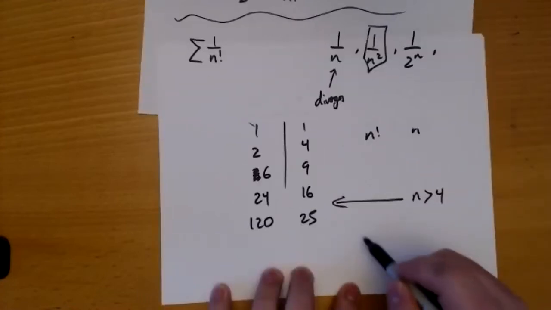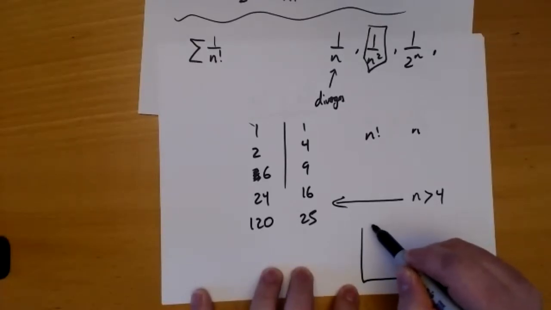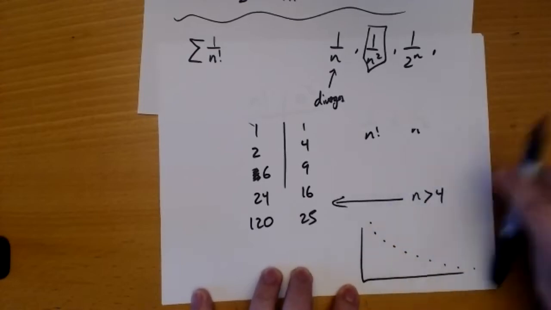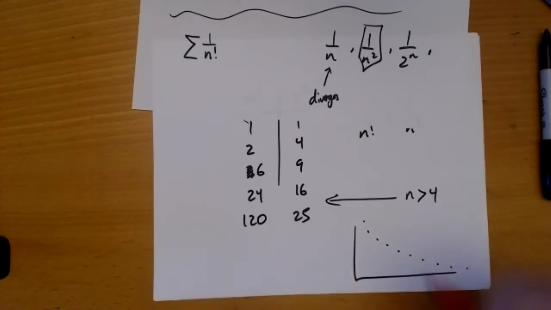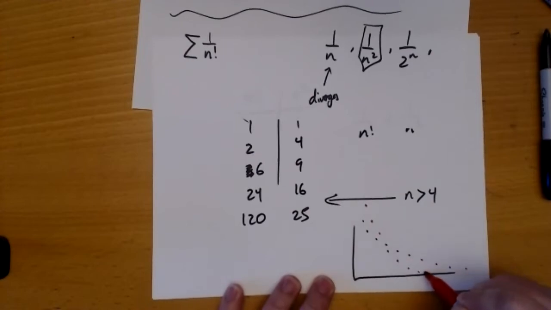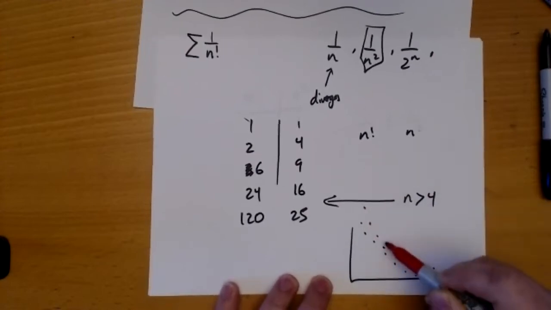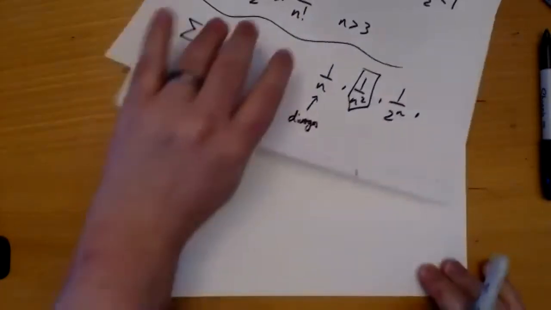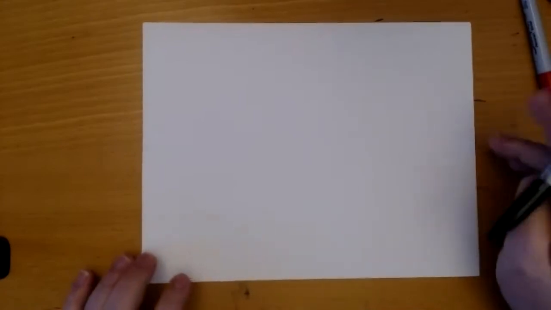If you were to look at their graphs, for example, you'll have n squared and you'll have n factorial, and you see after a certain point, it's below it. Others?